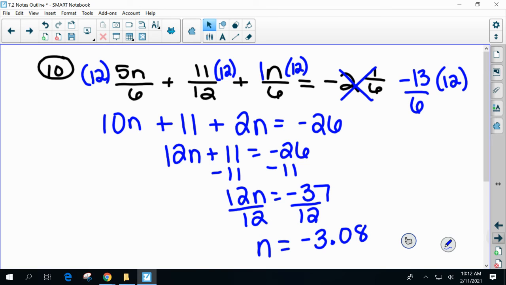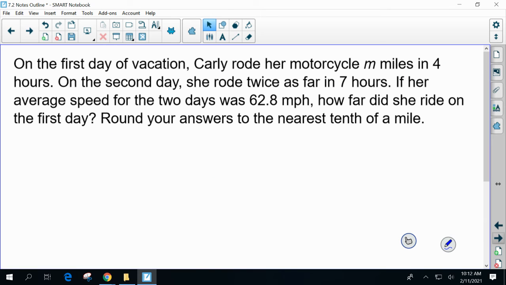Okay. All right, so that very last problem is a word problem. On the first day of vacation, Carly rode her motorcycle M miles in 4 hours. On the second day, she rode twice as far in 7 hours. If her average speed for 2 days was 62.8, how far did she ride on the first day? First of all, how do you calculate speed? Anybody know? I feel like you know this.